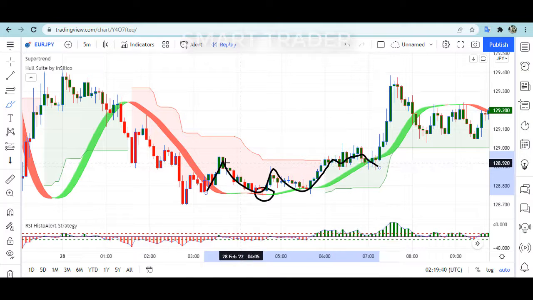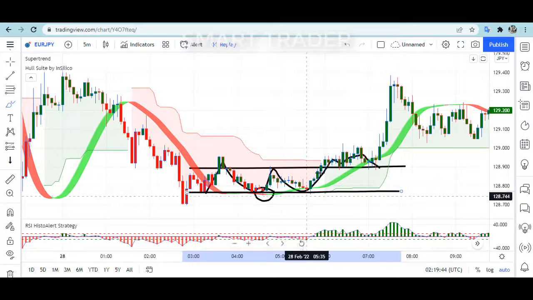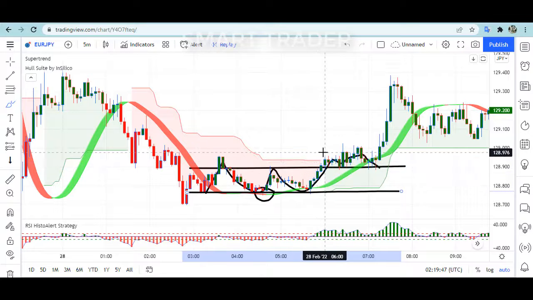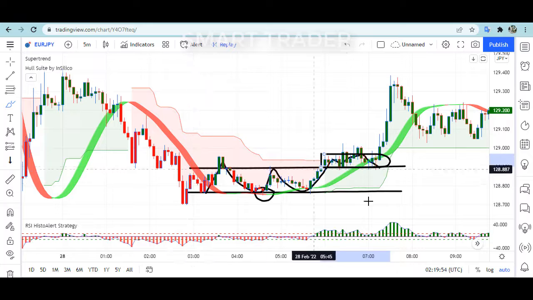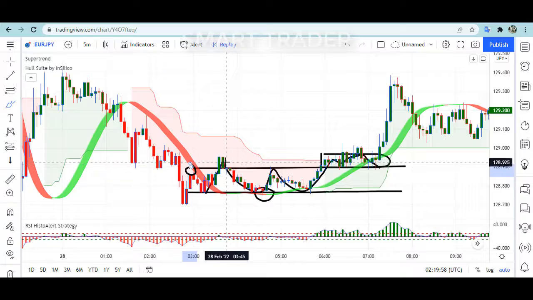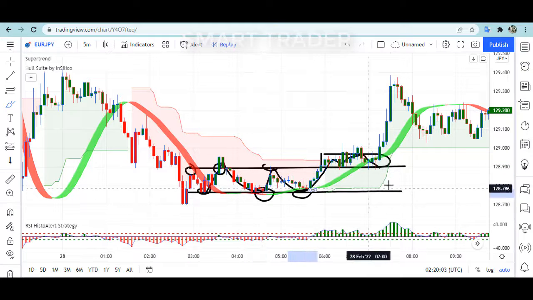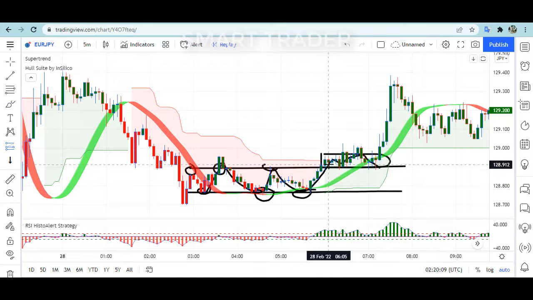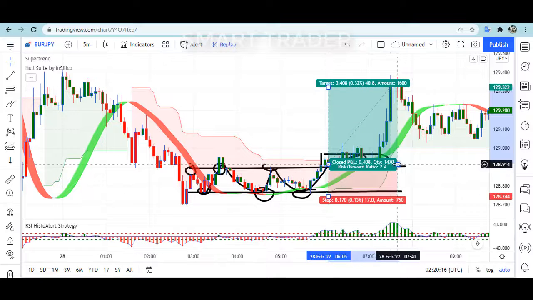Alright, this is the trading range. Price breaks out of the trading range here, right? The trading range is defined by these swing highs and these swing lows. Okay, we will have many entries here.